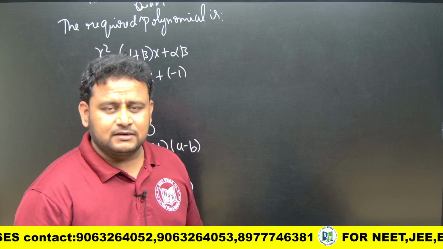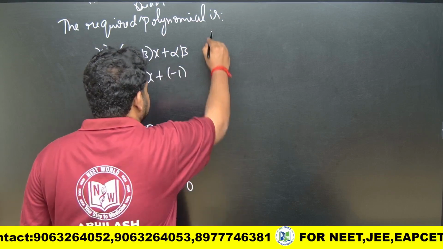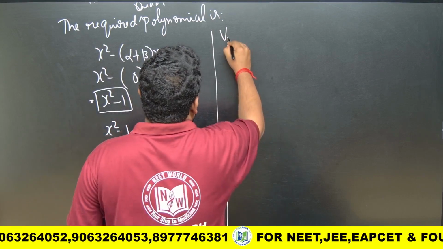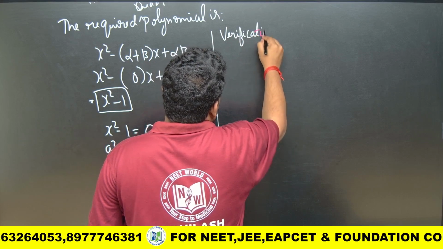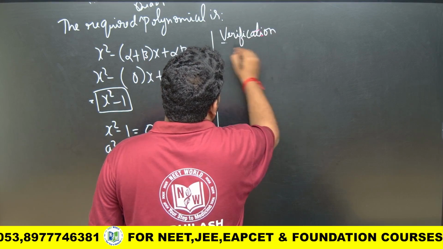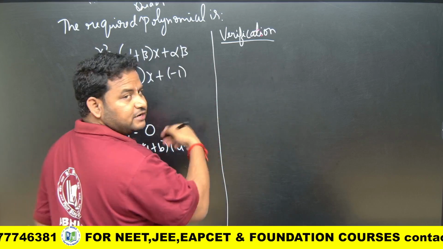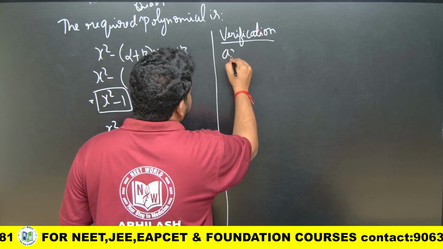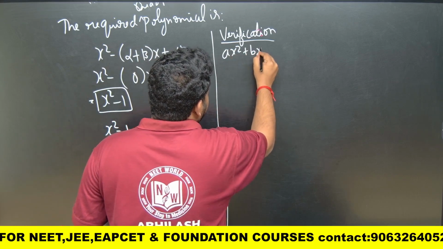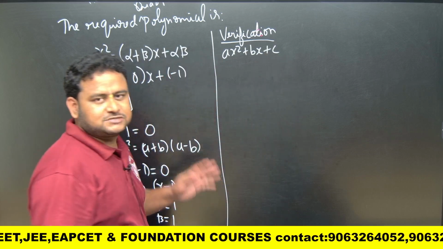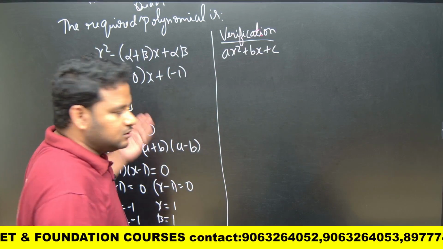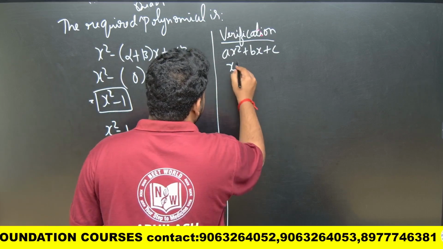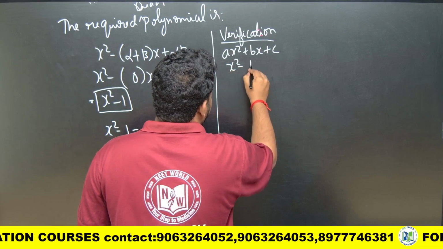But is it done? Let us verify also. Already we got the zeros, but let us verify. On verification, first of all, we have to write the standard form. What is that? Ax square plus bx plus c. Done. Now, we got the polynomial. That is what we have to write. That is x square minus 1.